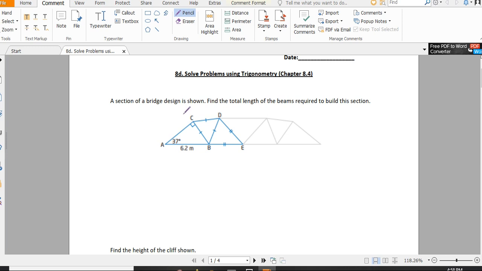A section of a bridge design is shown below. Find the total length of the beams required to build this section. So it's asking you what's the length of that, and that added together. The easiest way to go about this is, let's look at this. This is a 90-degree angle, isn't it? If we can find this length, then we know this, and then we can use this length to find these two. Okay, so let's go.